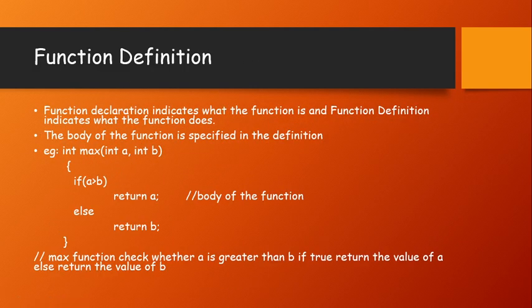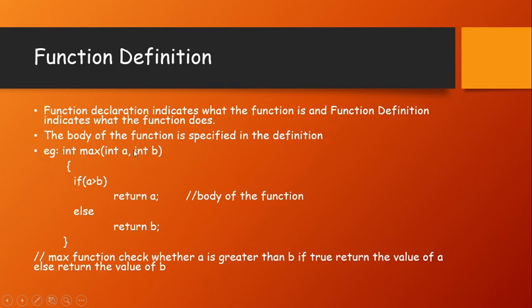Next step, function definition. So what's the difference between a declaration and definition? Declaration indicates what the function is. So it shows that, okay, max is a function, it will do a max operation. But we are not doing that, we are only declaring it. And in the definition part, we are actually doing that. The function definition indicates what the function does. So for that, it should have the body. That means what it should do. The body of the function is specified in the definition.